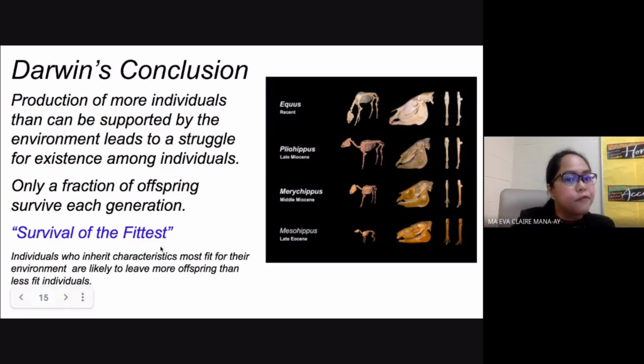Whoever is more fit in that type of environment will be the person that survives, which is actually very natural. Right? If you move to another country and that country has a different custom, a different way of life, you need to adapt, right? You need to change so that you can survive. So that's survival of the fittest according to Darwin. Now, individuals who inherit characteristics most fit for the environment are likely to leave more offspring, to have more kids than those that are less fit.